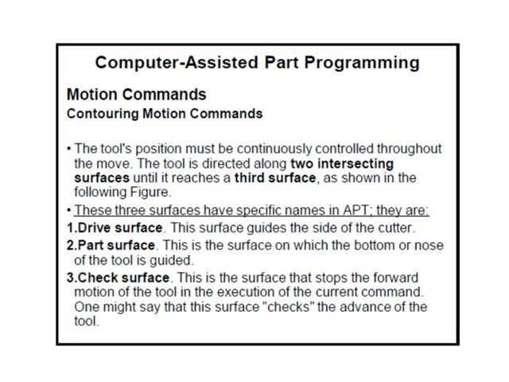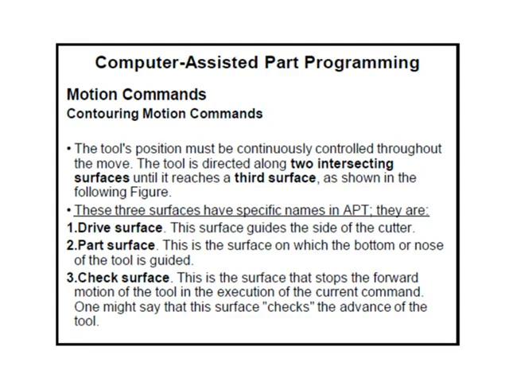For contouring motion commands, the tool position must be continuously controlled throughout the move. The tool is directed along two intersecting surfaces until it reaches the third surface, as shown in the figure in the next slide. These three surfaces are specified by name in APT. They are: the first one is the drive surface, the second one is the part surface, and the third one is the check surface.